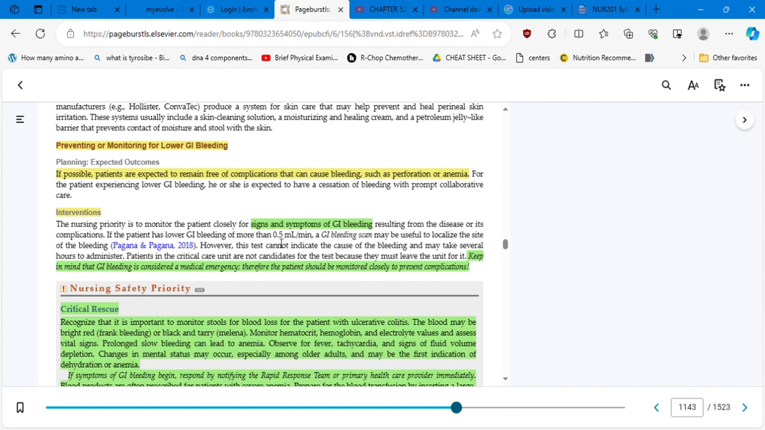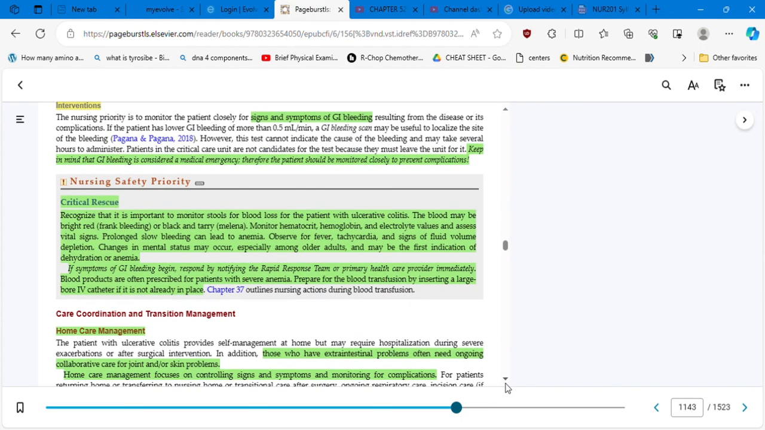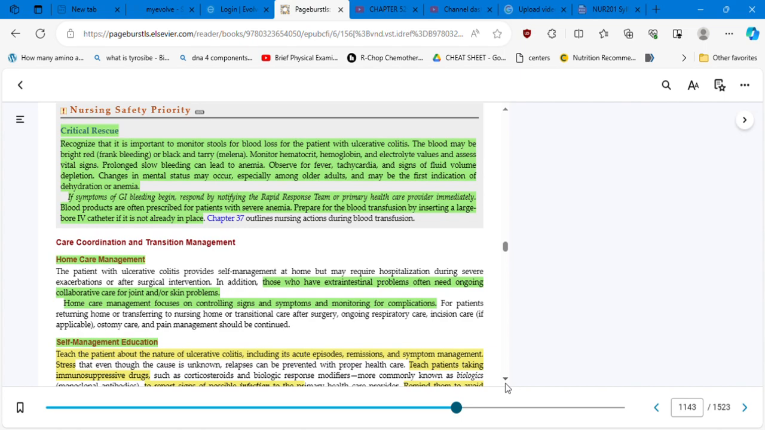Interventions, signs and symptoms of GI bleeding. Keep in mind that GI bleeding is considered a medical emergency, therefore the patient should be monitored closely to prevent complications. We know that. Critical rescue. Recognize that it's important to monitor stool for blood loss for the patient with ulcerative colitis. The blood may be bright red, frank bleeding, or black and tarry melena.